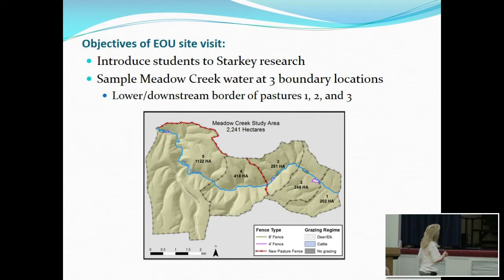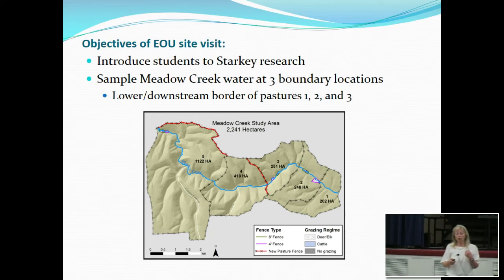So this is Meadow Creek, and these are different pastures. So there are 5 different pastures, and we have actually sampled at the boundaries between pasture 1, 2, and 3. So our sampling plan, of course, was checked by Mary, because it had to make sense with the project, what type of data they want to be looking at.